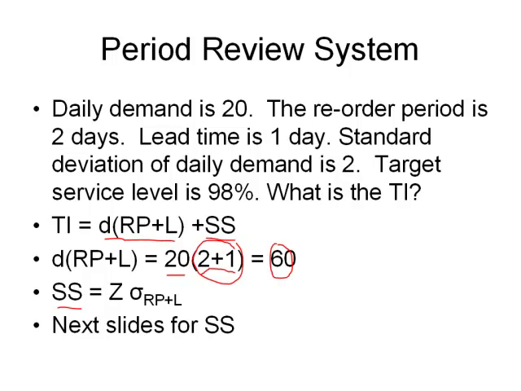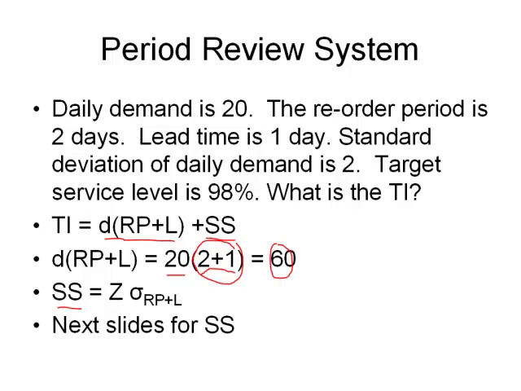So if you compare this to the reorder point system, in the reorder point system we were just interested in the demand during the lead time. Here we're interested in the demand during the lead time plus the demand during the review period. So if my review period were 1 week, then I would be interested in that plus the lead time. Because the first part of our expression is interested in the review period plus the lead time, our safety stock is also interested in the review period plus the lead time.